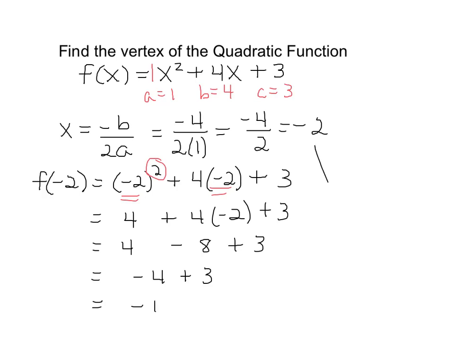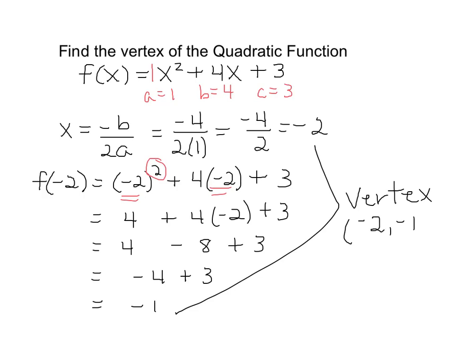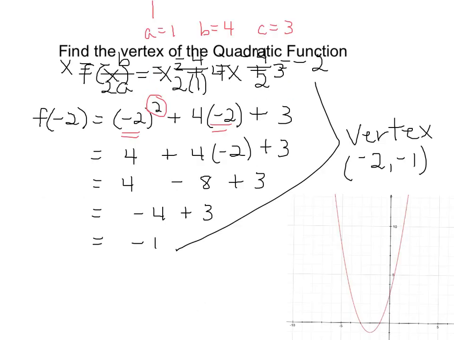So the conclusion, putting this together, the vertex, which is a point, has an x-coordinate of negative 2 and a y-coordinate of negative 1. Now we can take a look at what that looks like on a graph to confirm our information. With the graph in front of us, we can clearly see that that vertex is right here at negative 2, negative 1. That's the turning point for the parabola. Now let's try another one.